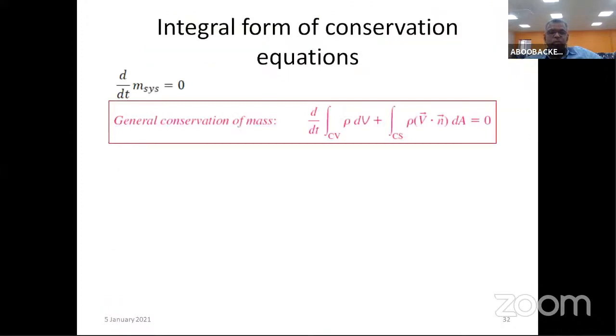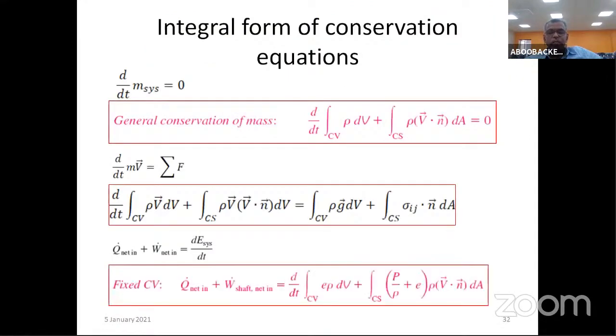As a summary, the three equations: the conservation of mass equation for a system is like this, and the integral form is this. The conservation of momentum equation is d by dt of mV equal to sigma F, and it is this. So this summarizes the three conservation or balance equations in integral form.